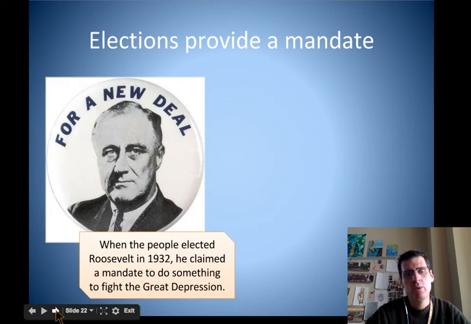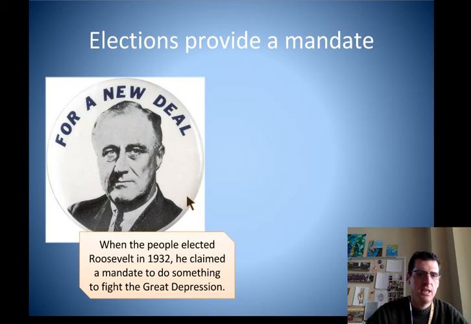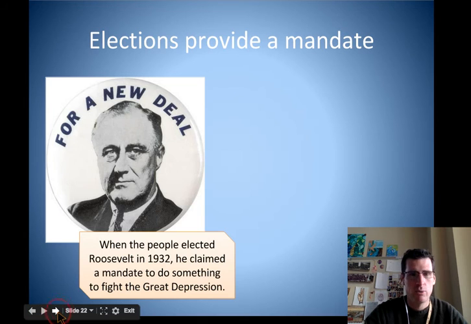All right. What do elections do? Well, the elections provide a mandate. So a mandate being like, here's how the people are. You know, when FDR was elected in 1932 at the depths of the Depression, he came in and he said, look, the people have decided that they want a change and they want something done about it. And that's what I'm here to do.